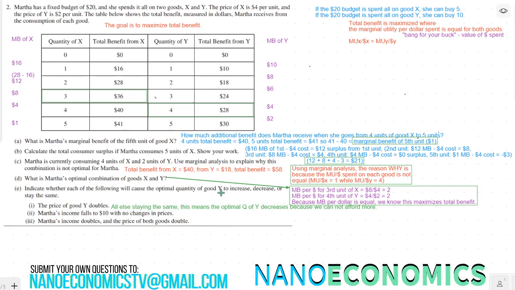Martha's income falls to $10 with no changes in prices. So again, less money available means less money available to spend on both goods. So the optimal quantity for good Y as well as good X is going to decrease.